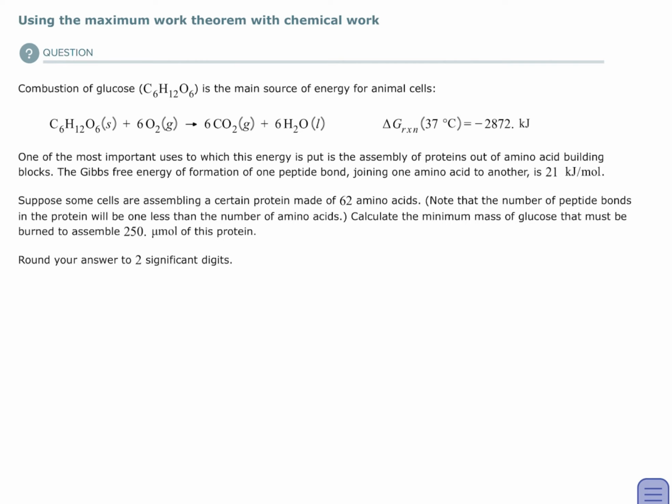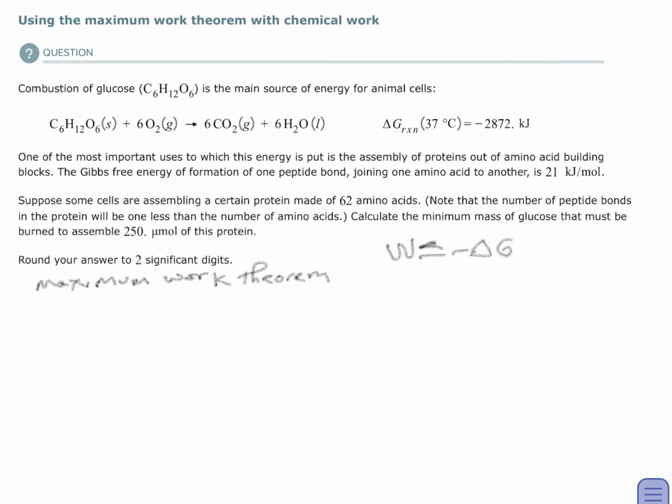So the title of this problem is using the maximum work theorem. Okay, so we have to use the maximum work theorem. The maximum work theorem is essentially how much the free energy changes, and that's how much work can be done. If you think of free energy, it's the available energy to do something with. So that's really the money you have to spend to do the work with. So they're going to say that you've got a negative delta G.